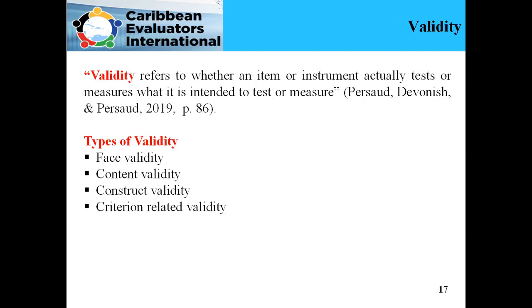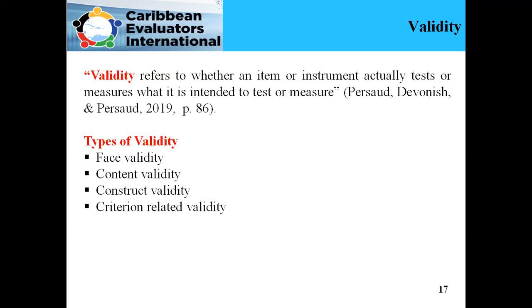Similar to reliability, validity is also of critical importance in evaluation for ascertaining if an instrument or item actually measures what it claims to measure. Evaluators need to be concerned with four types of validity. Face validity is concerned with whether the instrument is measuring what it purports to measure. Content validity infers that the instrument thoroughly covers or measures the intended content area or domain.